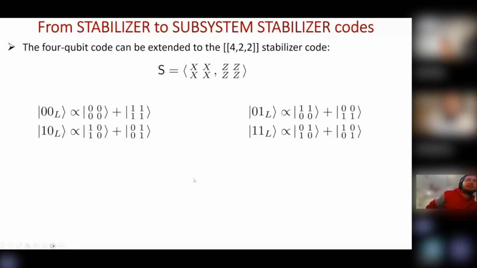Okay, well, let's finish this. So I'm going to wrap up with some subsystem code discussion and some fault tolerance, wading into fault tolerance. Nothing super involved.